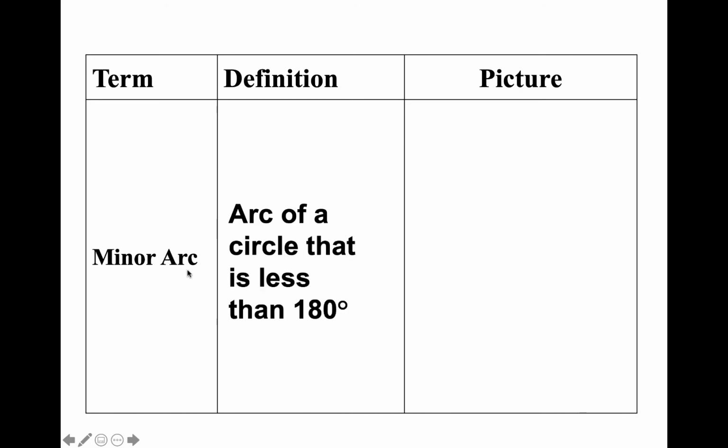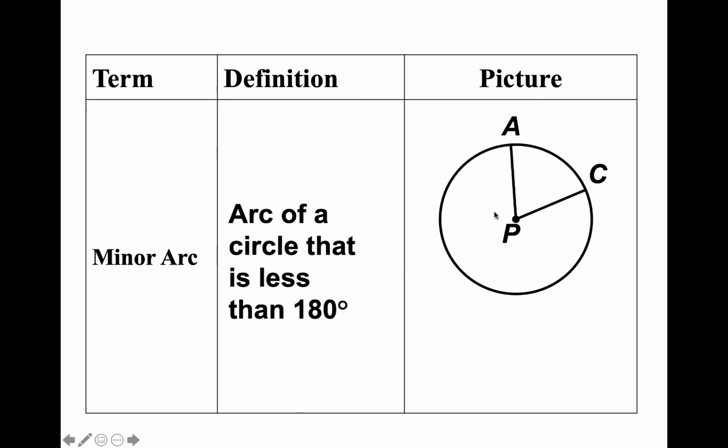A minor arc is an arc of a circle that is less than 180 degrees. So if this is my circle, this arc is less than 180 degrees. Since the whole thing is 360, half would be 180. This is less than half a circle, so it's considered a minor arc. To name this, we use two letters. So this is going to be called arc AC with a little curve on top. You could have also named it arc CA, same thing. But we don't use the center, we use the letters that are on the circle to name an arc.